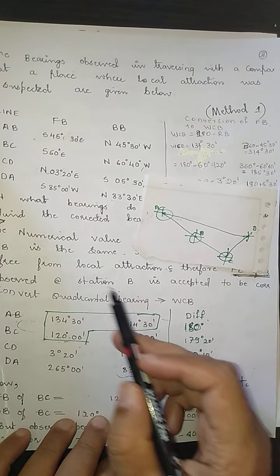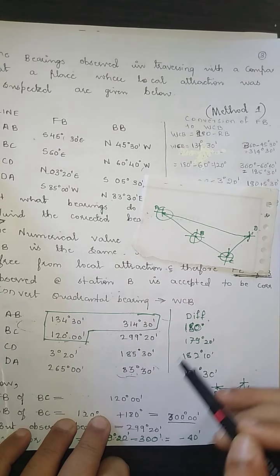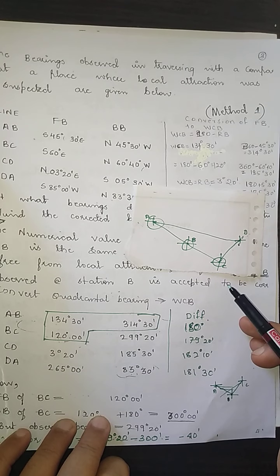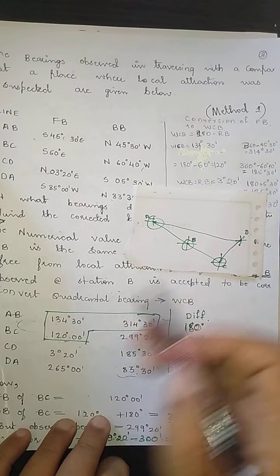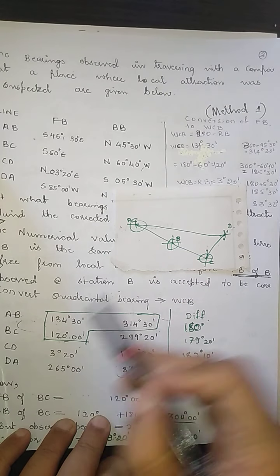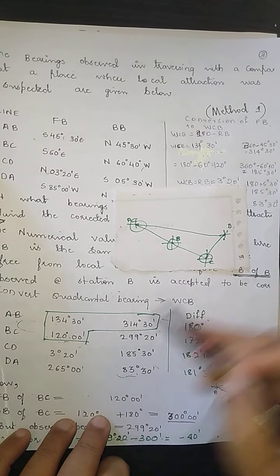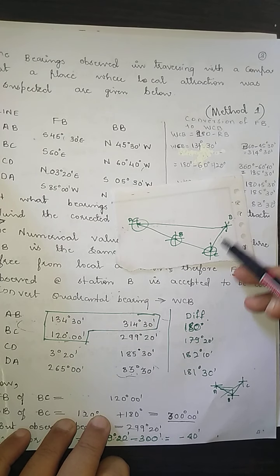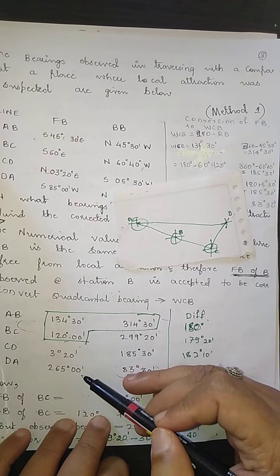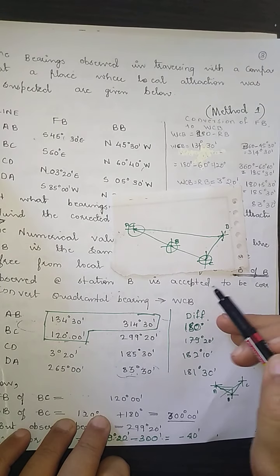So accordingly, from these particular values, I have drawn the closed traverse, and then I'll tell you which corrections we need to make. From A to B it is 134 degree. Then B to C, it is 120 degrees, again in the second quadrant. Then C to D, it is 3 degree 20 minutes, in the first quadrant. And then D to A, it is 265 degree, very near to 270, so it again comes in the third quadrant.